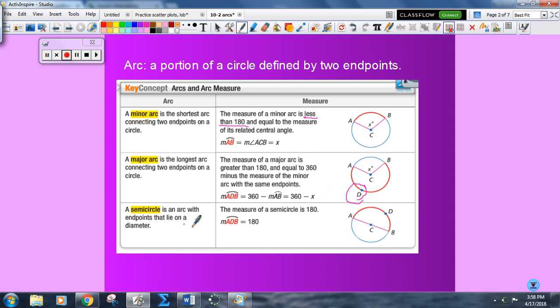And then, of course, a semicircle, which is where the 2 endpoints are on a diameter. Here they added the 3rd point. You don't have to, because it doesn't matter which way I go. They're both equal to 180.